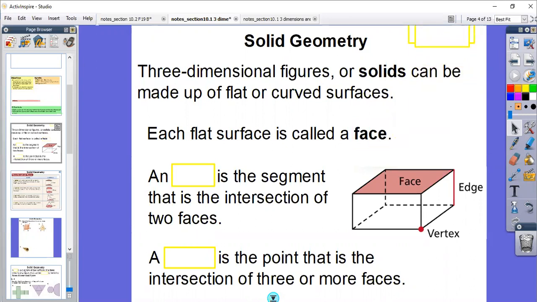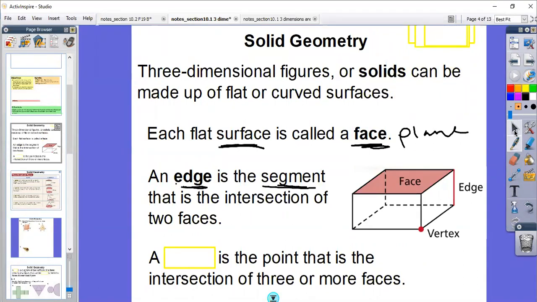And an edge is where we have those faces meeting at an intersection. So two faces are going to meet at an edge, and an edge is a line segment. So we want to make those determinations. So a face is a surface, like a plane, and an edge is going to be a segment.